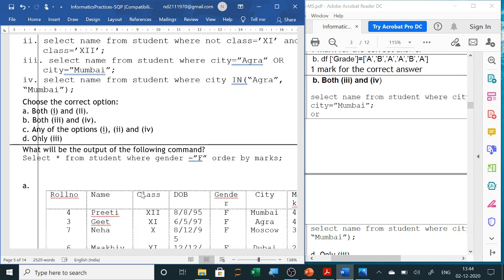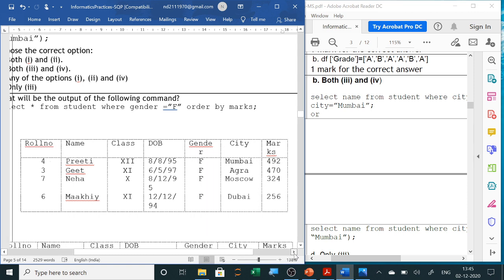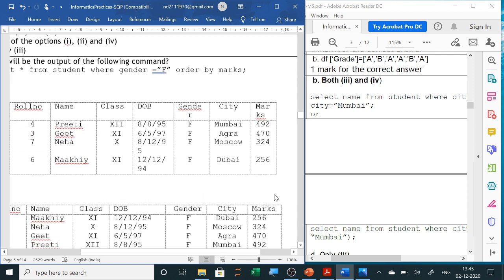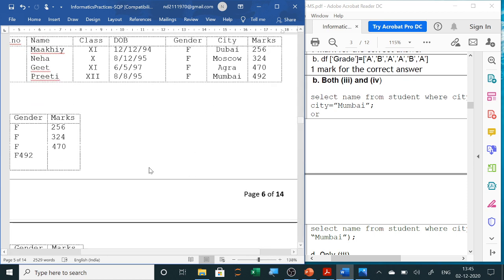Next is what will be the output of the following command. Now where gender equals F and order by marks. So marks will be arranged in increasing order. Now you can see here order by marks only is written. So increasing order, this is decreasing, so this is not correct. This is increasing, yes. F is correct. So the second one, I think it will be right.